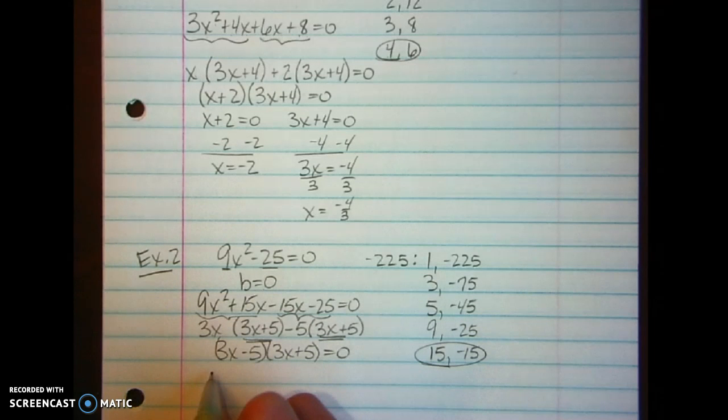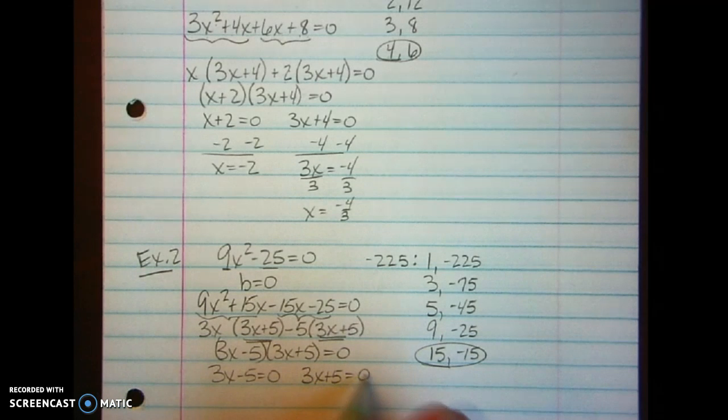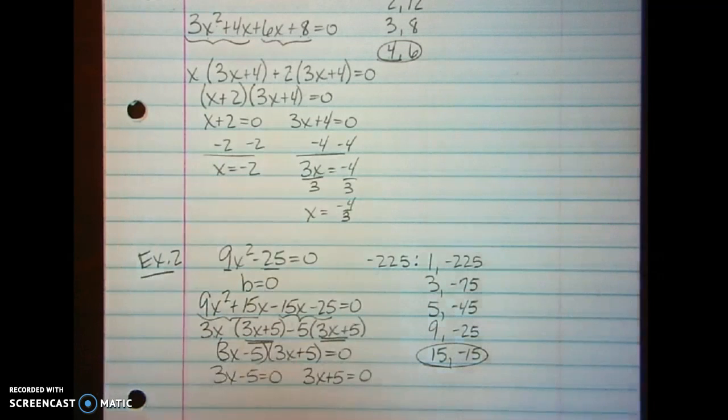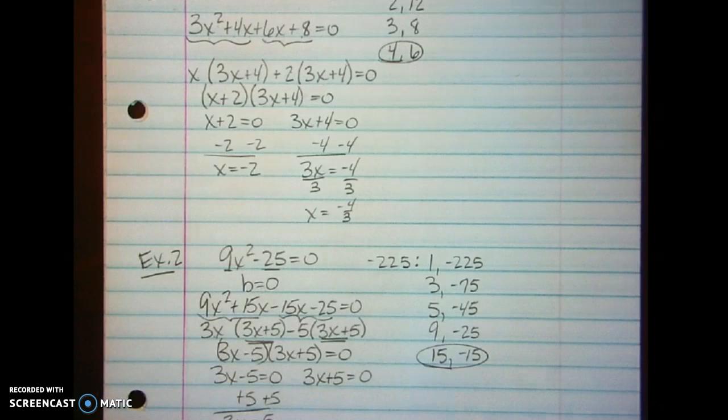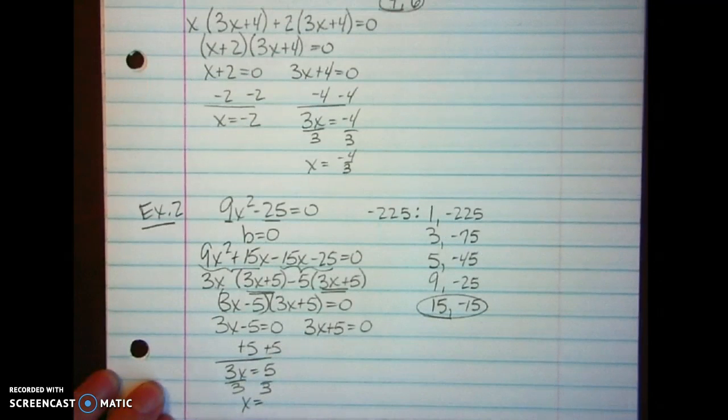Now I need to finish solving. So 3x minus 5 equals 0. Excuse me, and 3x plus 5 equals 0. So here I add 5 to both sides. 3x is equal to 5. Divide by 3, and x is 5/3.